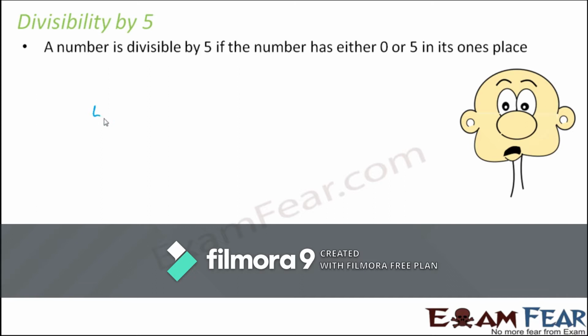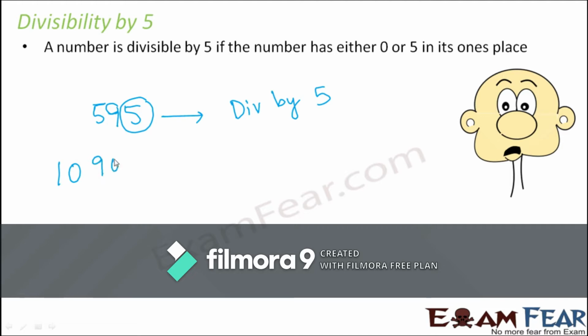So here it's quite simple. You consider any number. Let's say we consider this number 595. So which number is there at the units place? It is 5. So therefore this number will be divisible by 5. Let's say we have a number like this, 1090000. So this number has 0 in its units place. Therefore this number is also divisible by 5.